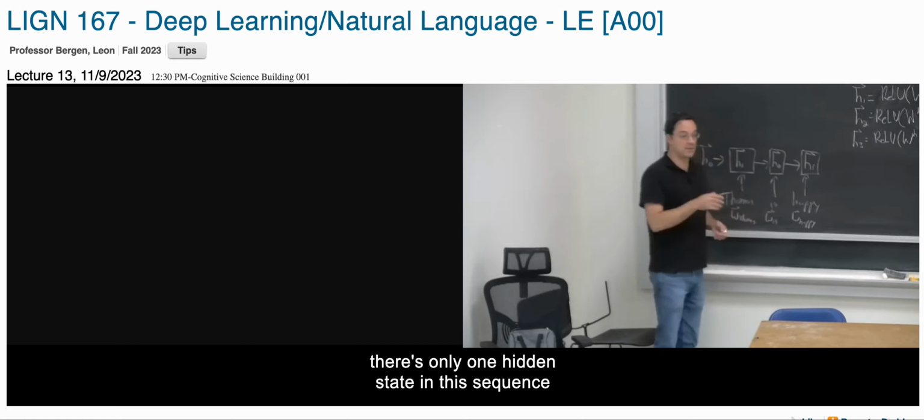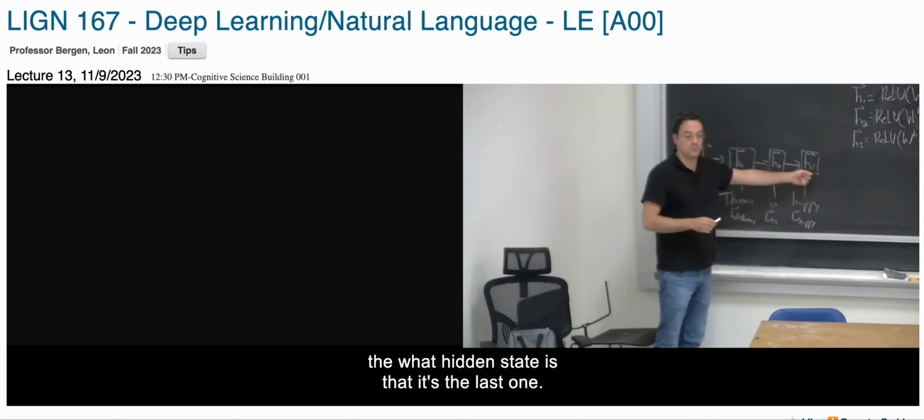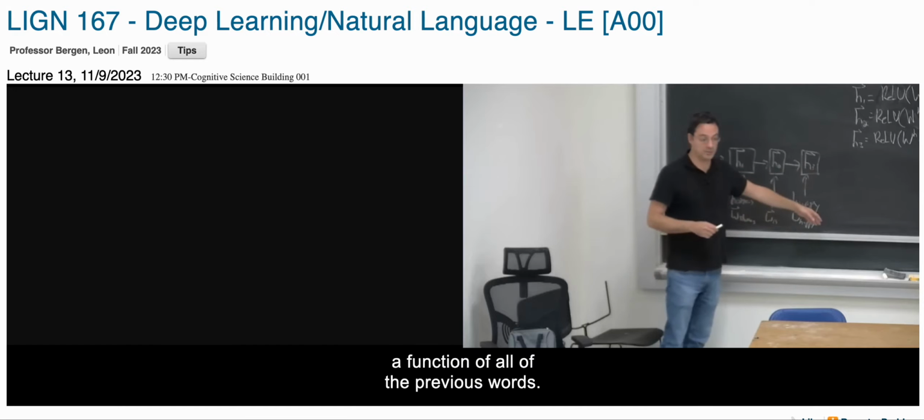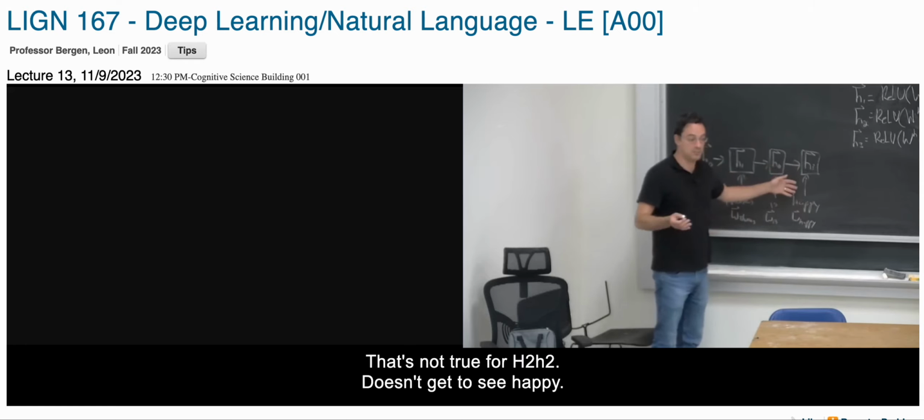There's only one hidden state in this sequence that has information about all the text. What hidden state is that? It's the last one. The last hidden state is a function of all the previous words. If you were to change any of the previous words, in general, the last hidden state will change. That's not true for h2. h2 doesn't get to see happy. Okay, so we're going to use the last hidden state for the purposes of classification.